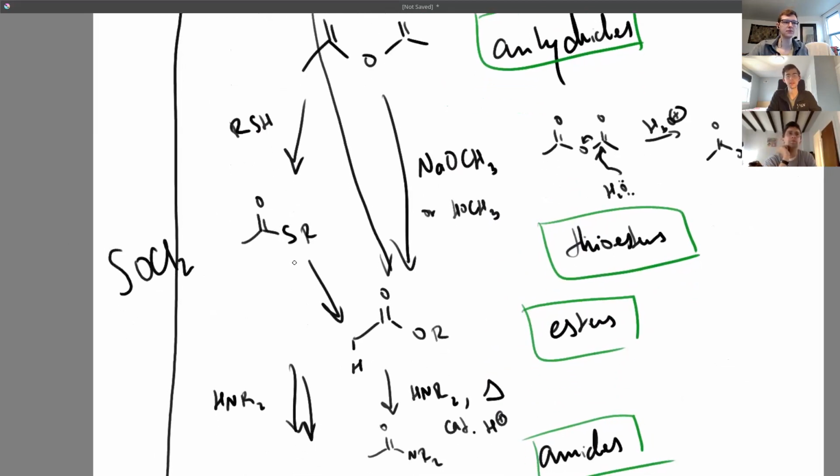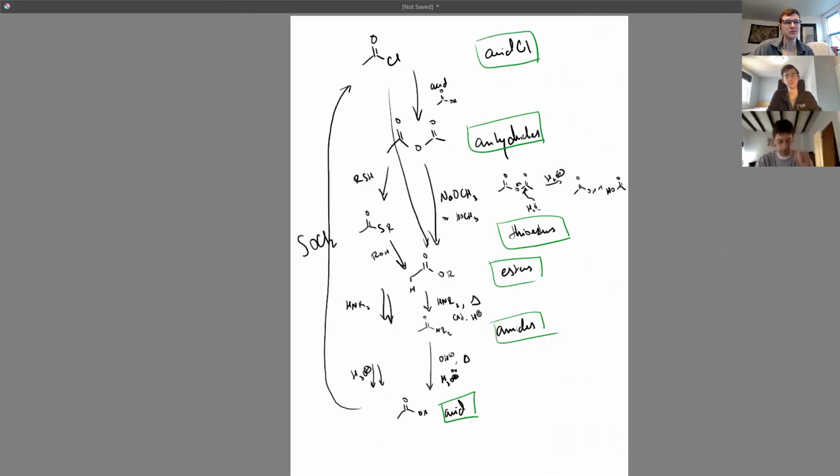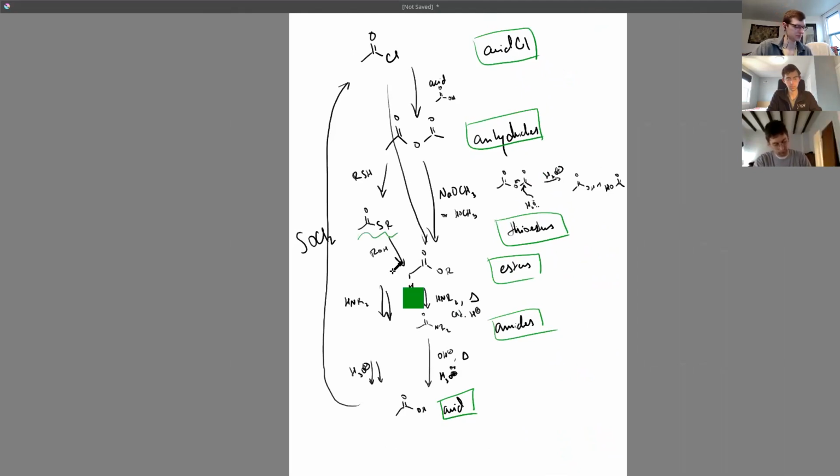And getting from the thioester to the ester would be the same thing, NaOCH3. Yeah, yeah. So you could do that, or just the alcohol, either one. Yeah, either one would be fine. So, yeah, unfortunately, thioesters always get left off. But they're here. They're around.